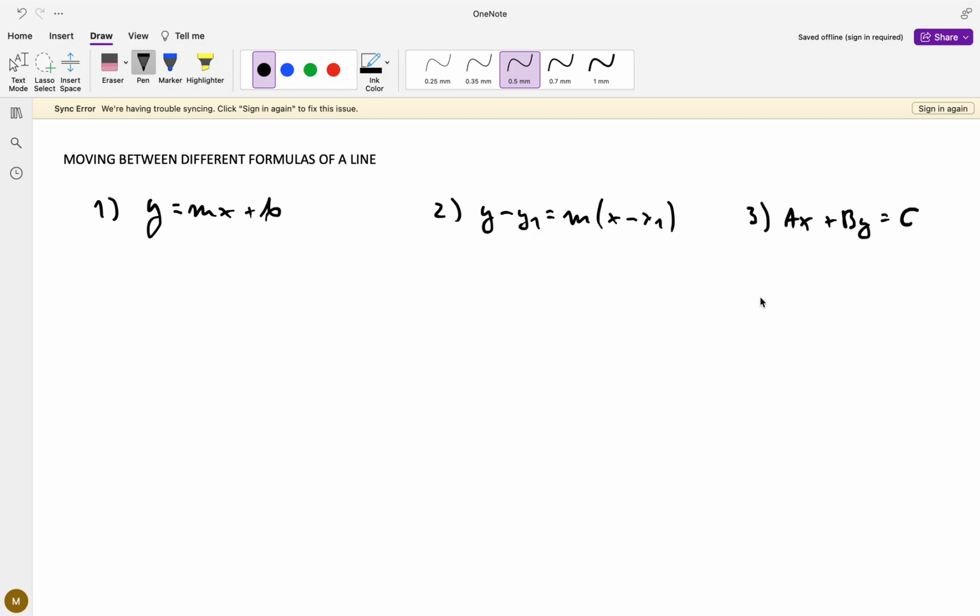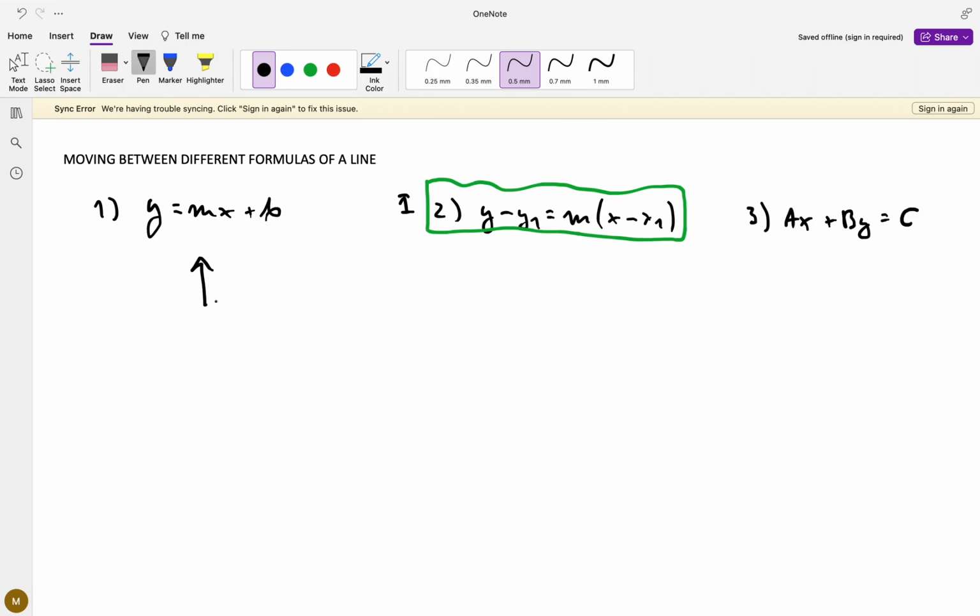Where a, b, and c are just constant numbers. So I want to take a few minutes here to make sure that you guys are comfortable moving between one or the other formula of a line, basically. So most of the time I recommend starting with the point slope formula. Why? Because it is the easiest one to work with when you already have a point and you already have a slope. So we're going to start with this one. This will be our number one.